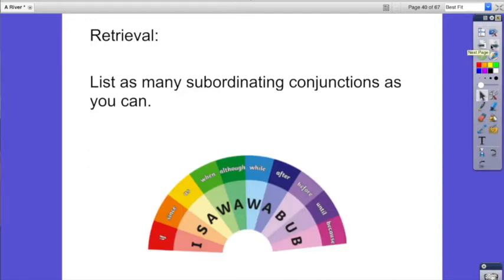Well done to those of you who made a list. If you didn't, maybe it's something you could challenge yourself to do later on in the week to try and get them ingrained in your head. Here are just a few. If, since, as, when, although, while, after, before, until, and because.